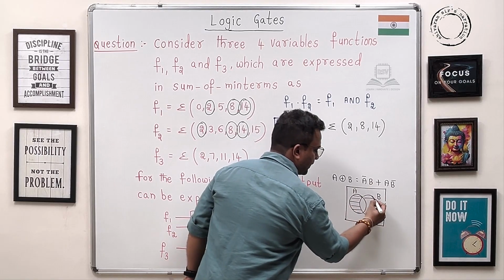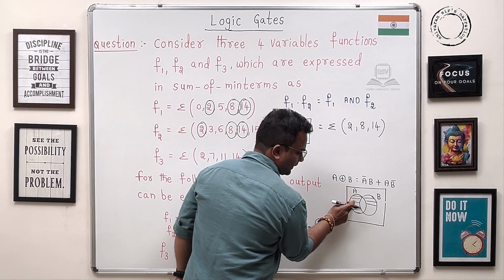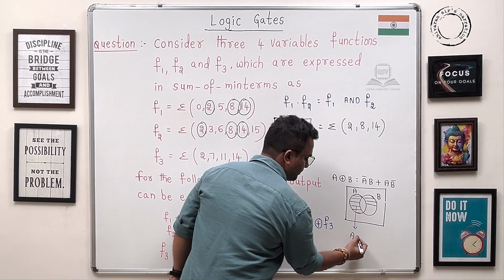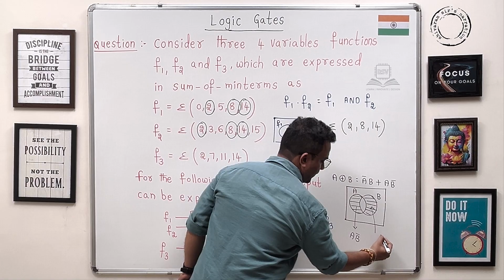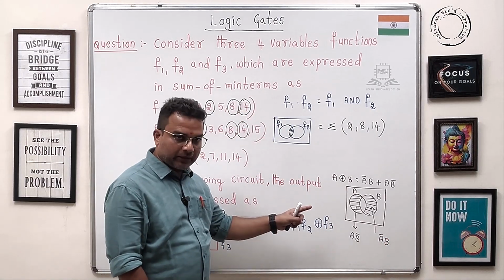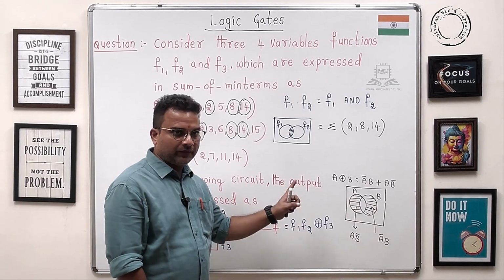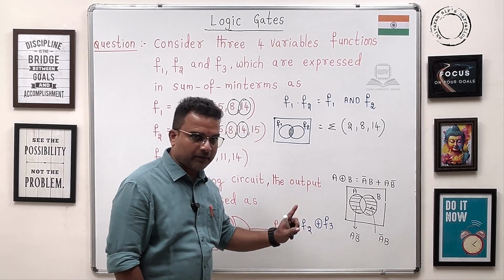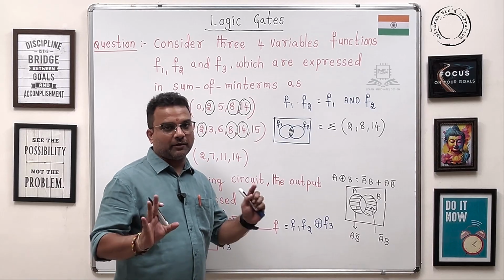Similarly, A B bar, of course, this is A bar, like A B bar, this one, and that will be A bar B, this one, guys. So in the Venn diagram, what you can analyze is, XOR operation means you need to separate the common terms and take the remaining terms. That is what XOR operation is.